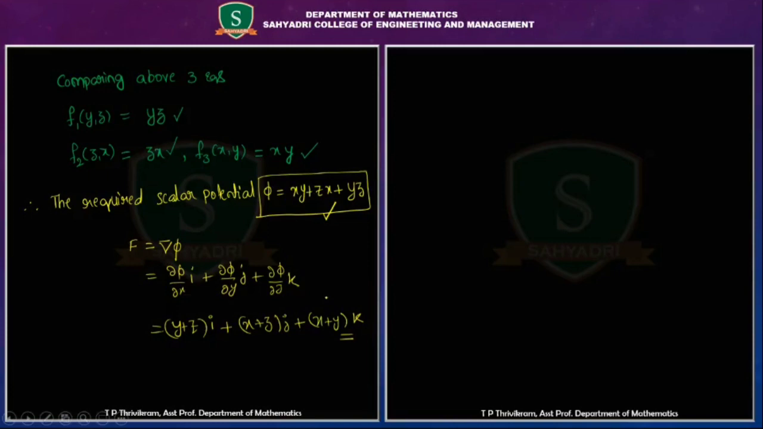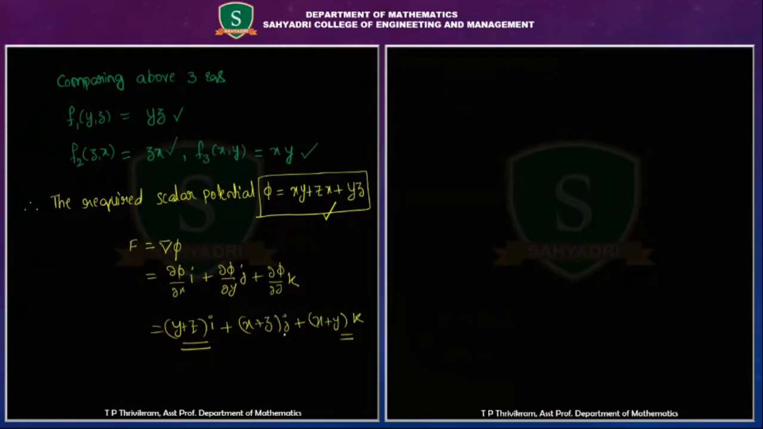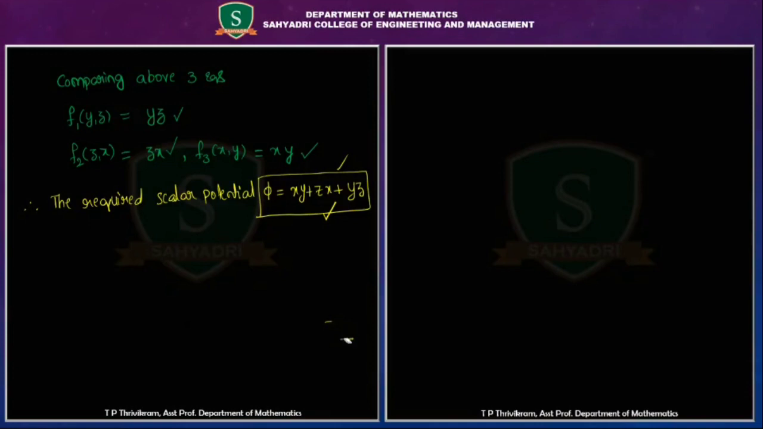So check whether the given f and the f you have got are same or not. What is the given f? yz plus zx plus xy. Here also yz, zx and xy. So if this is correct, then this phi is correct. So this is the verification for your solution. So in this way you can verify your solution also. Fine, we'll go for the next one.